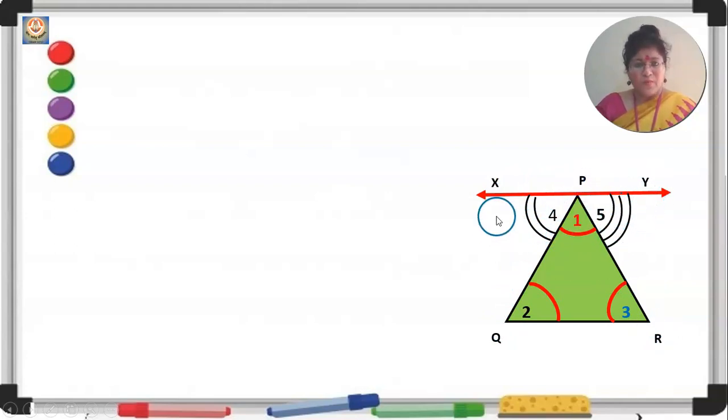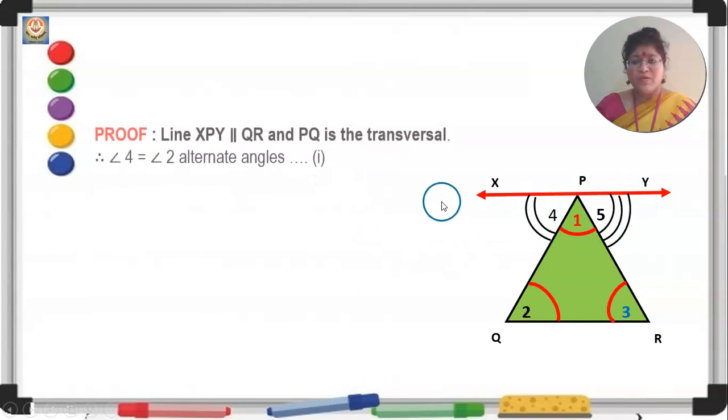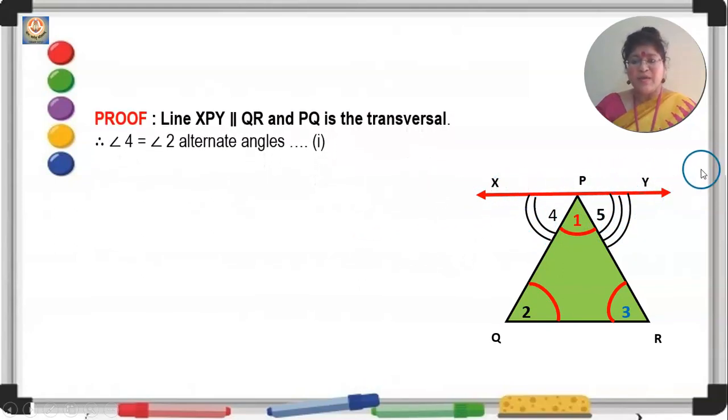Okay. Now, proof, you know that XPY is parallel to QR, right? And PQ is the transversal. So what kind of angles do you get here? You get Z-shape angles, that is angle 4 will be congruent to angle 2. And the reason for it is they are alternate angles. Number it as statement 1.